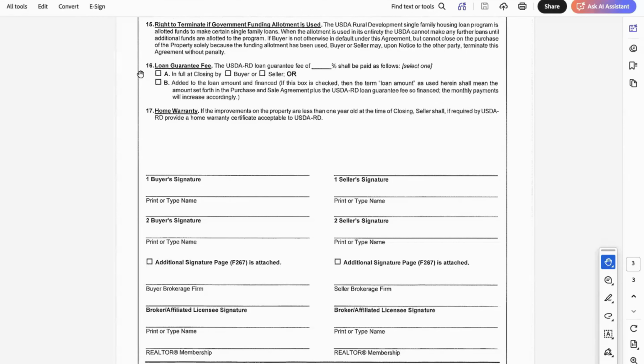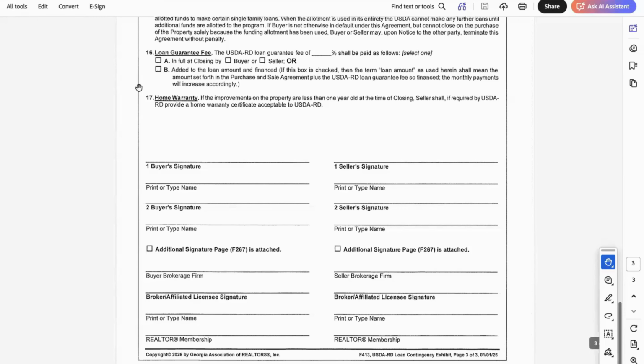16, loan guarantee fee. The guarantee fee is a percentage. It can be option A, paid at closing by buyer or seller, or option B, financed into the loan. If financed, the monthly payment increases. 17, home warranty requirements. If property is less than 1 year old, seller must provide a USDA acceptable home warranty if required by USDA.